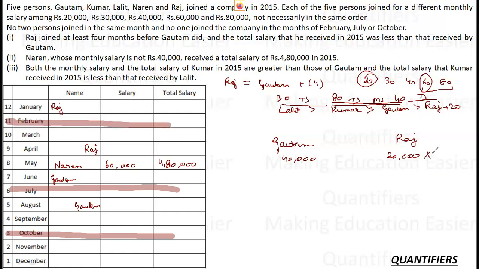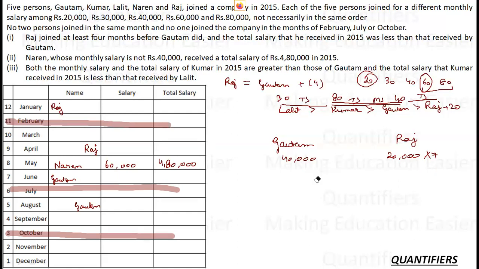If say Raj is working for 7 months, 20 into 7 is 1,40,000. Now Gautam cannot even reach up to this level because Gautam has to work for 3 or less months. Gautam cannot reach this level, and for all the values less than this, Gautam will not be able to reach this. So there are only 2 cases for Raj and Gautam's position.